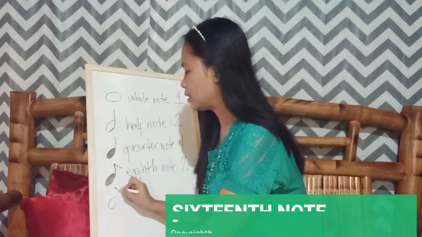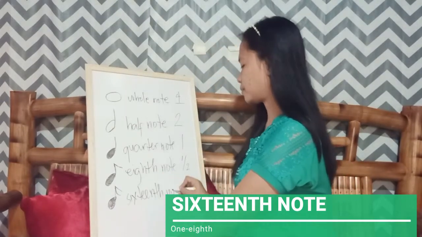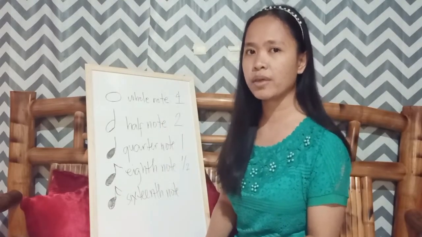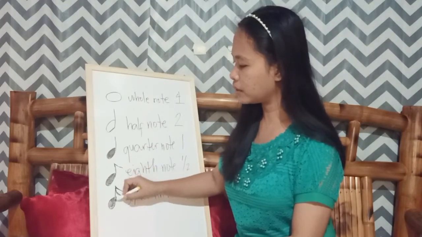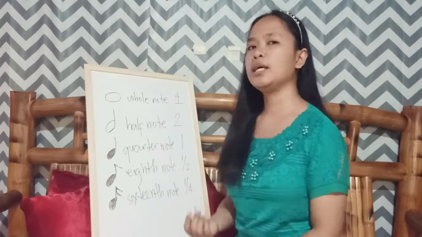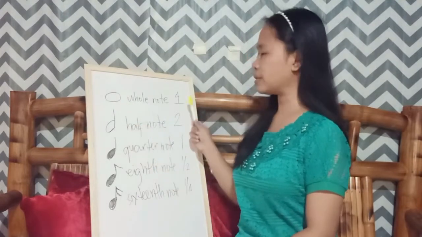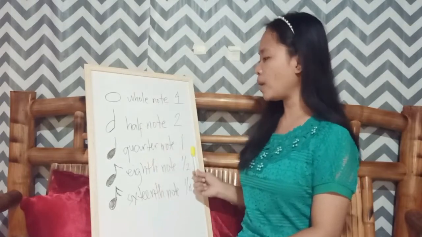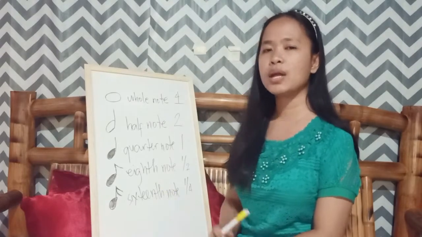Next, we have the 16th note. Our 16th note looks like a quarter note but with 2 flags. So, meron siyang dalawang flag here, and it has 1/4 count. Okay, so these are our notes. So we have the first one, the whole note, which is 4 counts, half note, 2 counts, quarter note, 1 count, 8th note, 1/2, and then for our 16th note, 1/4.